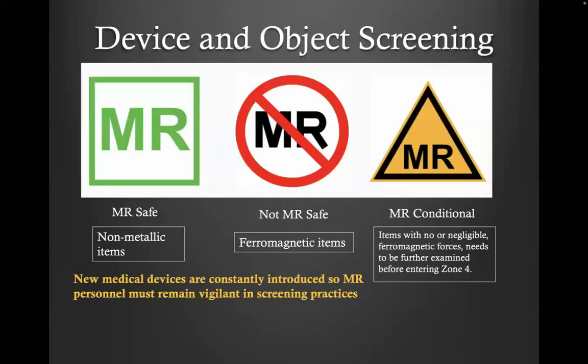So for devices, there's actually a whole range of MRI safe, MRI unsafe, and MRI conditional. MRI safe items are plastic things. They are usually MRI safe. And then the MRI unsafe are ferromagnetic items. If they say MRI safe, then it's MRI safe, that's fine. But there are a whole lot of things that are MRI conditional, which are items with no or negligible ferromagnetic forces. They need to be further examined before entering Zone 4.